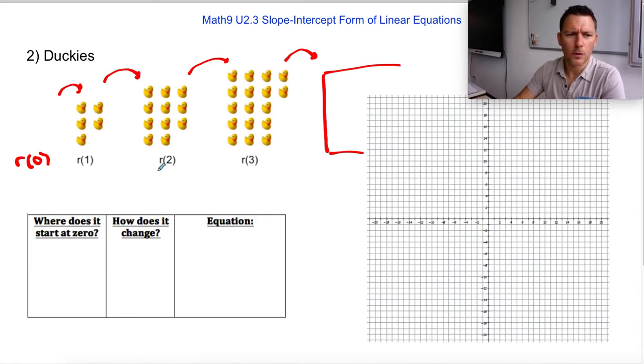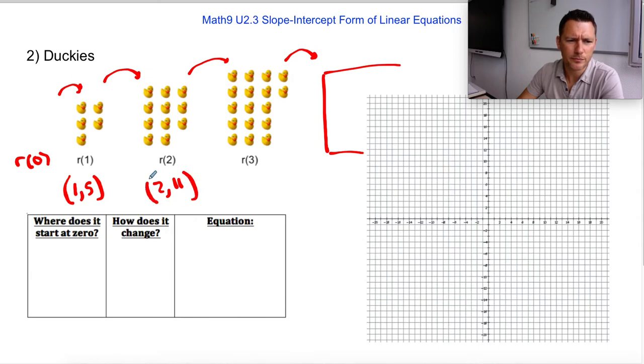Okay, so this raft 1 has 1, 2, 3, 4, 5. This has 5 ducks. So the first raft has 5 ducks. That's an ordered pair. The second raft has 8, 9, 10, 11 ducks, right? The third raft has what, 15, 16, 17. So the third raft has 17 ducks. So it looks to me like every time we go over 1, we're going up from 5 to 11. That's an increase of 6. And here from 11 to 17, also an increase of 6.